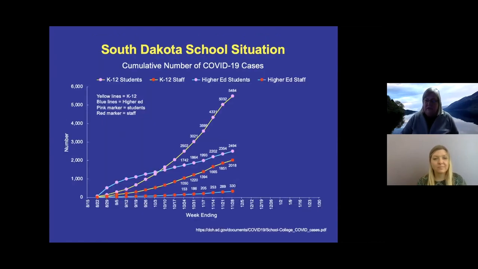This is the number of cases for K-12 and higher eds, both students and staff. And you can see here, this is the K-12 students. The slope of this line started to flatten out a little bit. It was going pretty steep here and kind of took a slight turn. Whether this is really fewer cases or a short school week is hard to tell. I guess we'll see what happens in the next couple weeks following Thanksgiving.